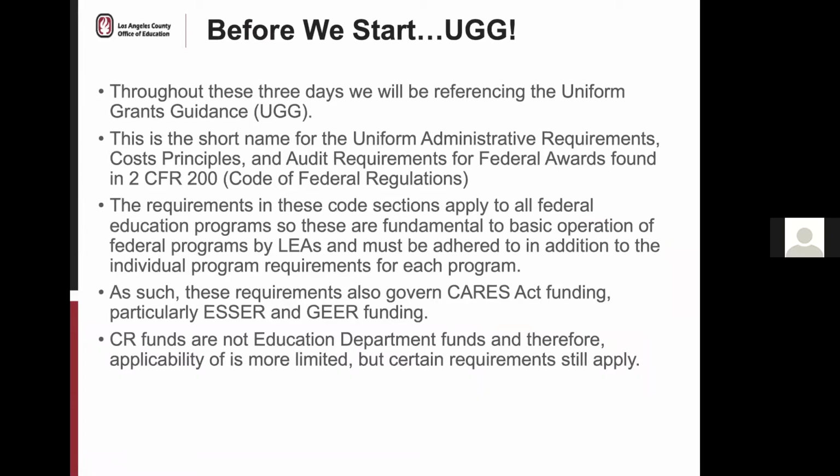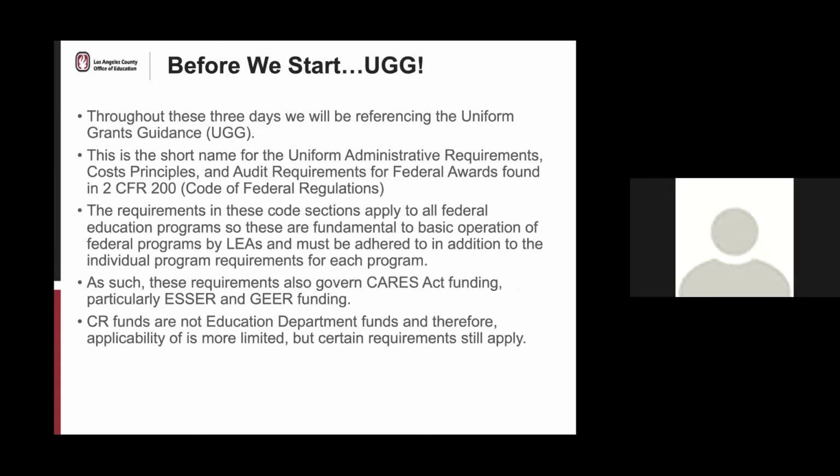All right. That is not an editorial comment. UG is something we're going to be referring to throughout this series, so I just wanted to put that up front. You'll hear the term Uniform Grants Guidance, which is the short name for the Uniform Administrative Requirements, Cost Principles, and Audit Requirements for Federal Awards. That's found in the Code of Federal Regulations, Section 200, and that governs federal program requirements.